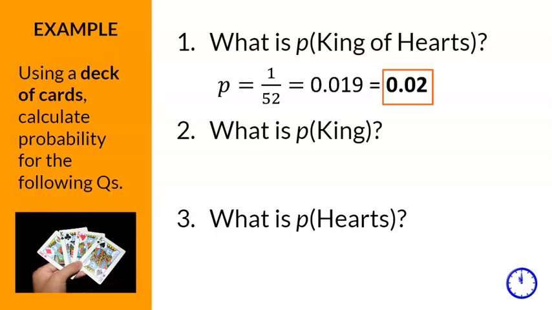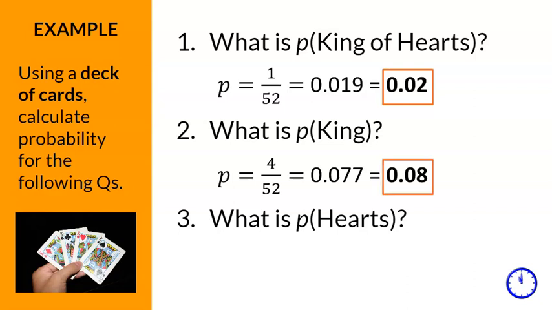Question 2 is asking, what is the probability of selecting a king from the deck of cards? There are 4 kings in a deck of 52 cards. Therefore, probability equals 4 over 52, or 0.08.